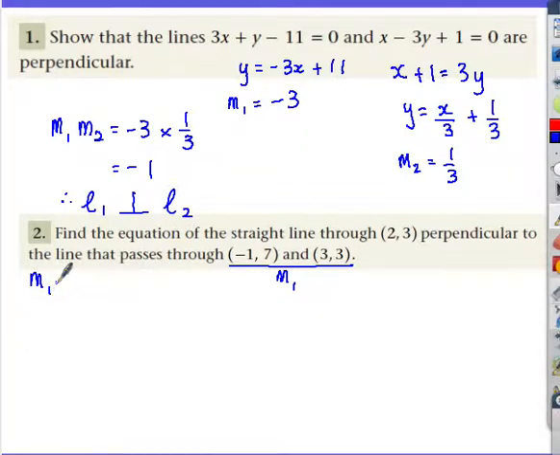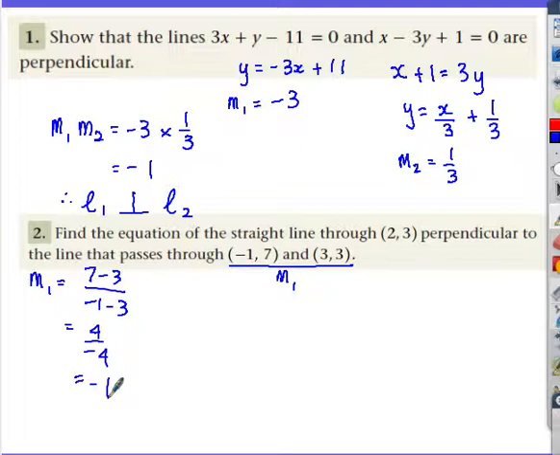So let's find M1. Just the gradient formula, the gradient between these 2 points. So 7 minus 3 over -1 minus 3. So 4 over -4, and that's -1. Yeah. 7 minus 3 is 4. So our first gradient is -1.